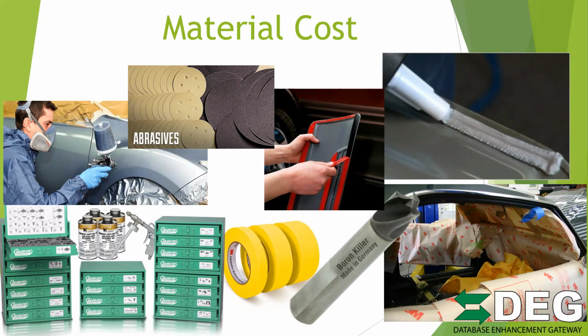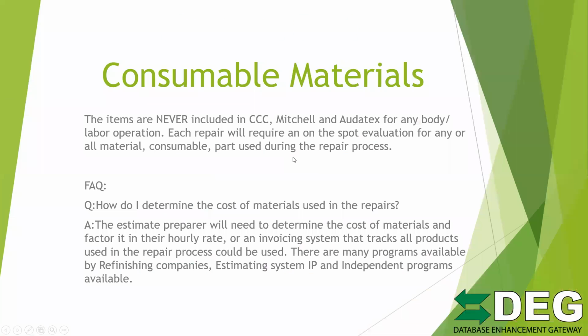So when you're considering the products and materials used on the repair plan, how are you capturing that essentially? All three estimating systems have confirmed that they're not included, and the cost of materials or consumables are not included in any of the published labor times. So again, the question comes down to how are you capturing those materials used in the repairs?